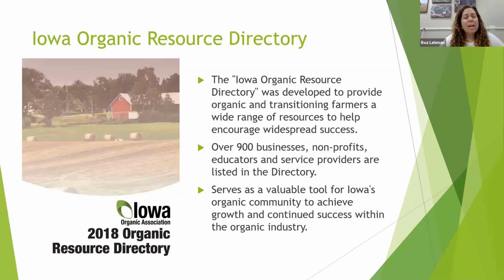Moving on. In 2018, we produced the first Iowa Organic Resource Directory, which includes over 900 businesses, nonprofits, educators, and service providers, where folks can look for information, whether they're looking to transition, expand, diversify, or just look for opportunities related to organic. This resource is available online on our website. Just a heads up, we are almost finalizing a revision after that first run, and we will be updating that online and having some additional hard copies available as well. We'll put that information out in our newsletter as soon as those are available.